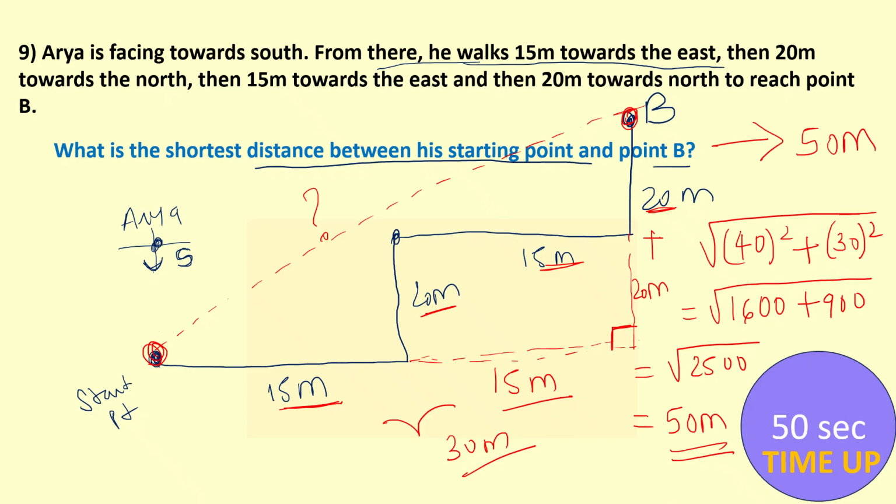50 meters. Okay, so that's it for today, guys. 9 questions we have solved, mains level. One more class, that is the last and final class of coded direction and distance, I will take, where we will solve more coded direction and distance problems.